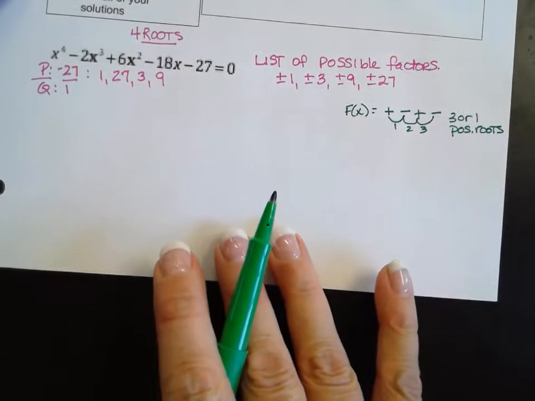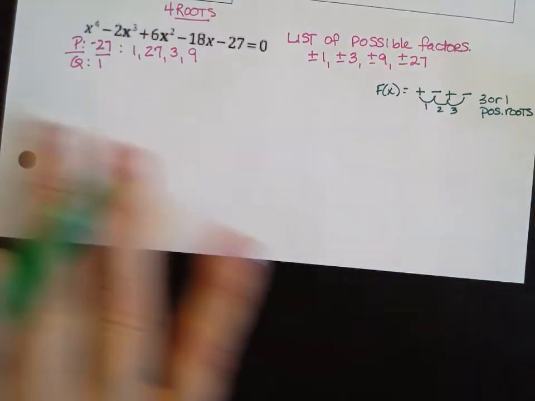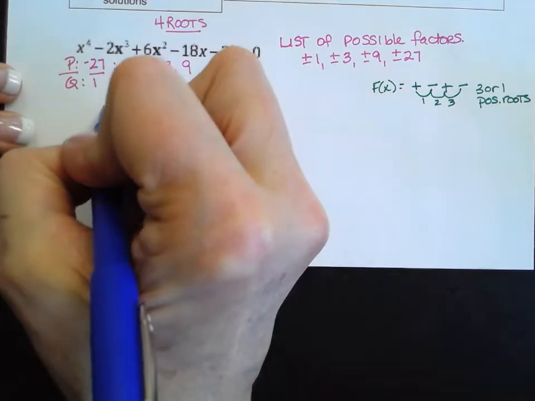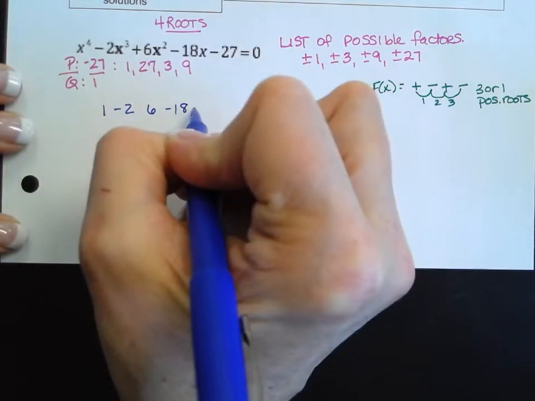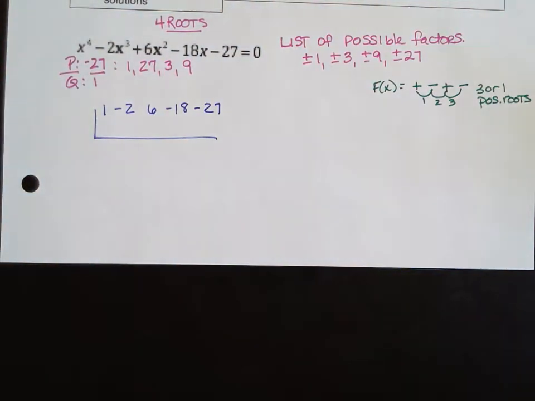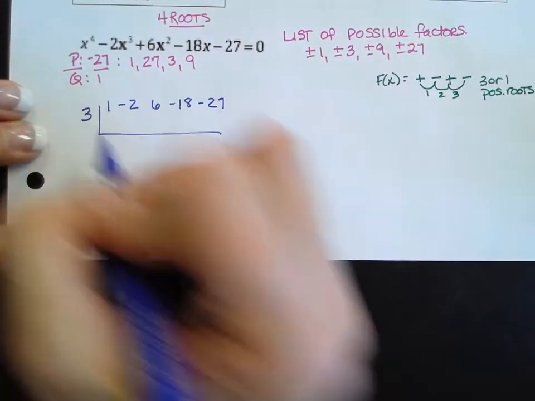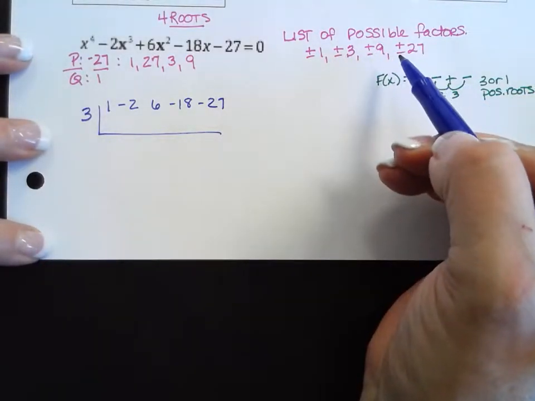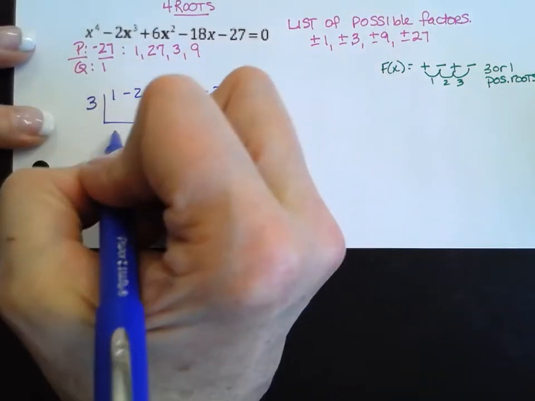Okay. What do you want to start with? What do you think? What are my choices? You said 3? All right. Since I have to have 3 or 1 positive roots, that kind of leaves me down to 4 choices, right? So, all right, 1 and 3.